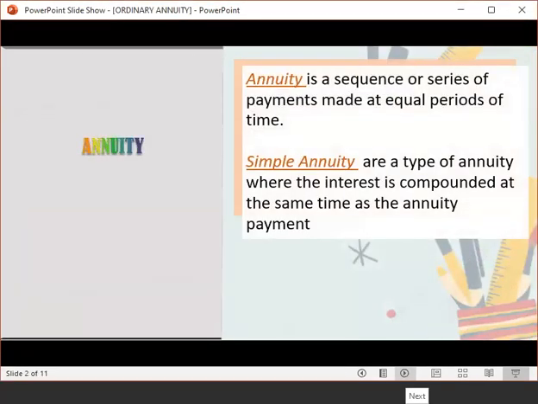So, what is annuity? It is a sequence or series of payments made at equal periods of time. Also, a contract between you and an insurance company in which you make a lump sum payment or a series of payments and in return receive regular disbursements beginning either immediately or at some point in the future. So simple annuity. It is a type of annuity where the interest is compounded at the same time as the annuity payment.